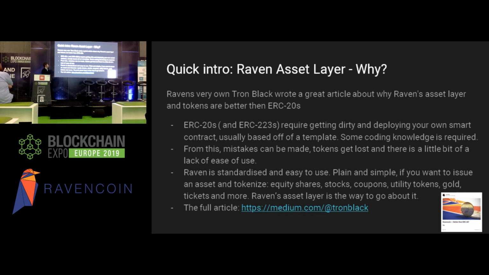And now we have ERC223s, 720s, there's a few different things out there. But they all involve getting elbow deep in code, and they're not as standardized as Raven's asset layer. And I think it's Raven's great strength. If you're wanting to tokenize equity shares, stocks, coupons, utility tokens, and much more, Raven's the easy way to do it because it's standardized and pretty much anyone can do it. It doesn't require any coding knowledge. So I recommend you check out that Medium article.